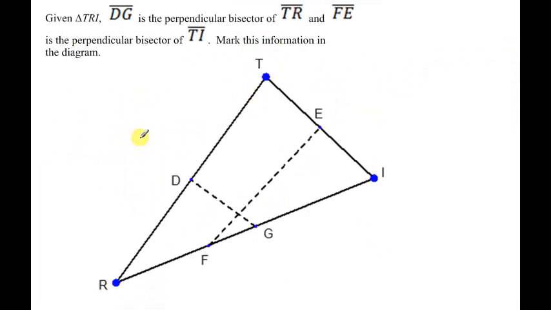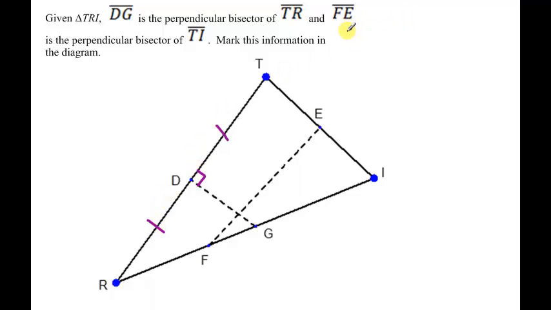When you look at this triangle, it's kind of similar to what we did in our lab. There are some perpendicular bisectors marked in here, and they want us to mark this information in the diagram. So let's go ahead and do that. It says that DG is the perpendicular bisector of TR. So when DG hits TR right here, it does it at a right angle, and it chops TR into two equal parts. So I want you to mark it like that.